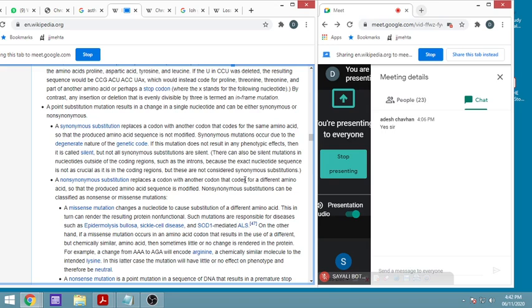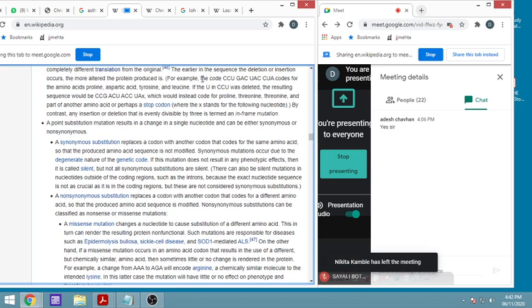For example, if you see the example just above, CCU was there. CCU was coding for what? Proline, but it has become CCG. Again it is coding for proline. So CCU and CCG have a synonymous substitution. That means proline to proline. If this occurs, then even though there is a mutation, it will not make any change. I hope you are understanding this. Okay, so this will not make any change.